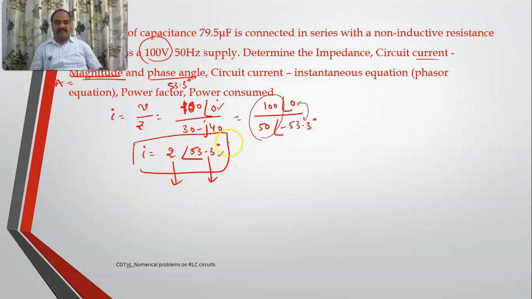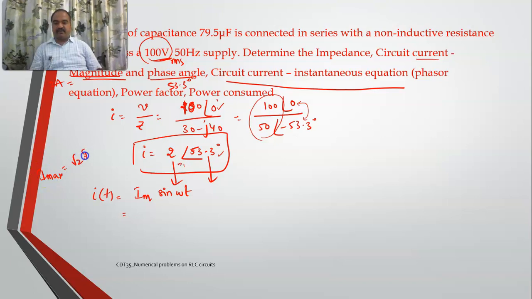Now this is the current. Now they are also asking for the instantaneous equation of the current. What is the instantaneous equation? I already told you, the phasor equation we call it Im sine omega t. This is only the RMS value. I always told you that you are using only 100, which is RMS, so you will get the current also in RMS. So how to get the maximum value?